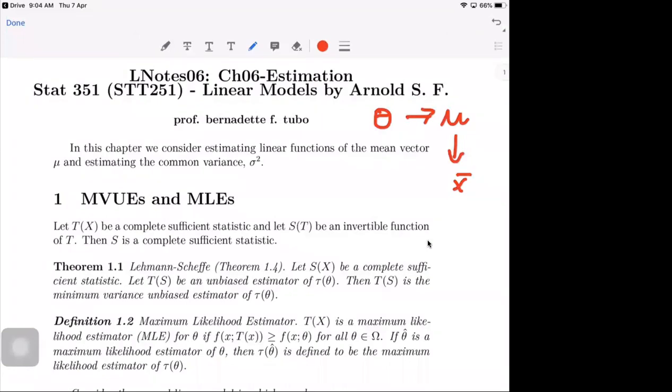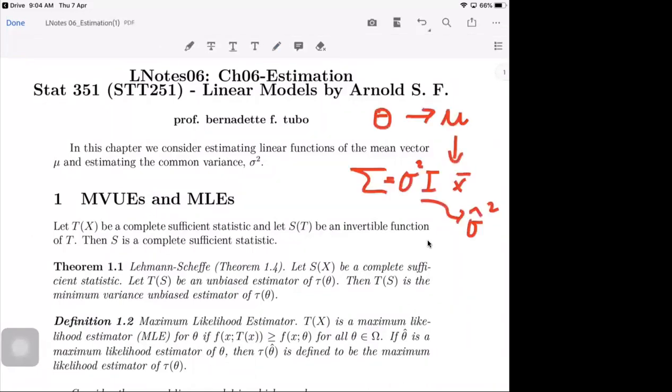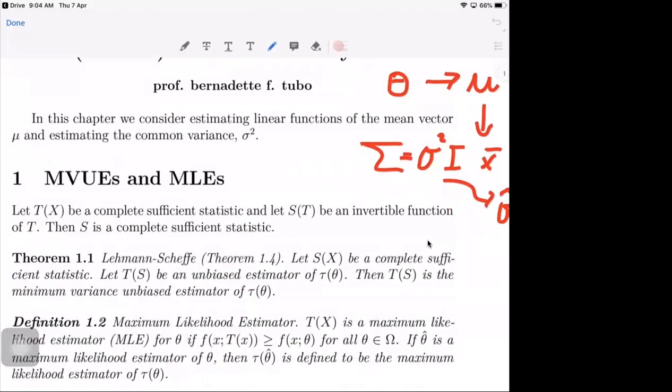And our sigma squared, or in general sigma squared I, if the basis matrix is orthonormal already, will be estimated by sigma hat squared. Before we go into this, let's recall some properties of estimators. First, we have the MVUE, or the minimum variance unbiased estimators, and the MLE, or maximum likelihood estimators.